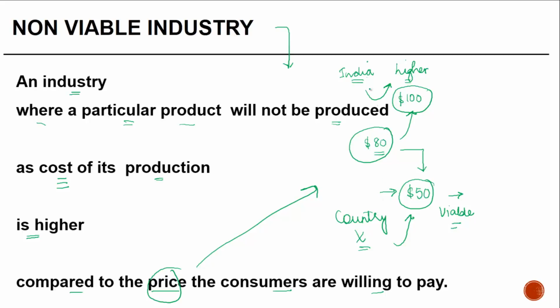But insofar as India is concerned, in this particular example, for this particular line of product that we are talking about, because the cost of production is higher, it could be for several reasons, because the employee cost is high, because maybe the taxes are high, or for any other reason, it becomes a non-viable industry.